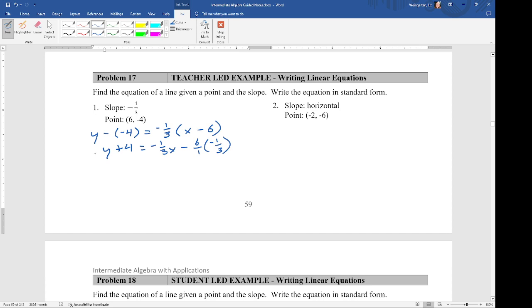I need my x on the other side of the equation, so I'm going to add 1/3 x to both sides. What's left? I have a negative 6/1 times a negative 1/3, so I end up with a positive 6/3 or 2. I need this 4 to go to the other side because it does not have an x or a y attached to it, so I will subtract 4 from both sides.